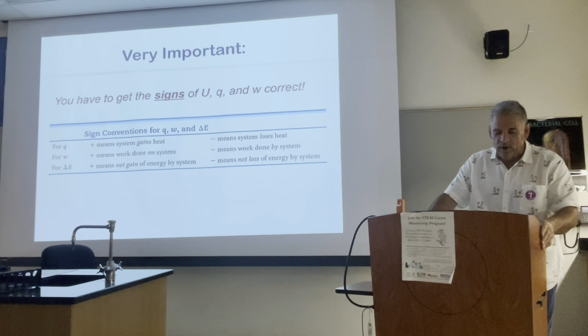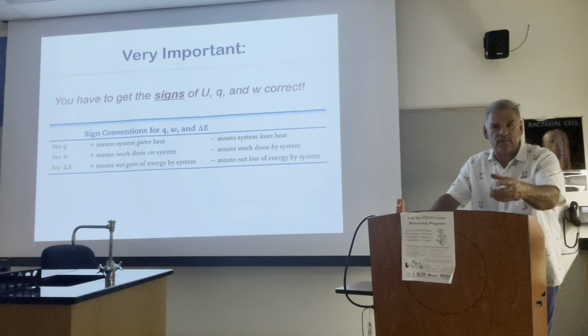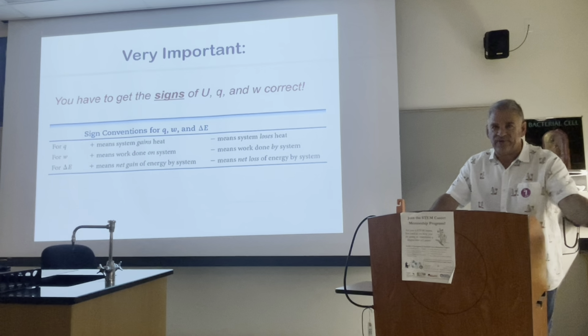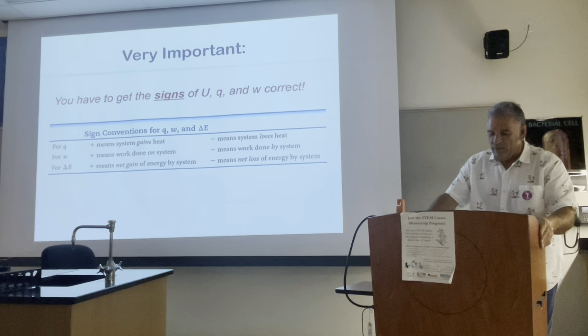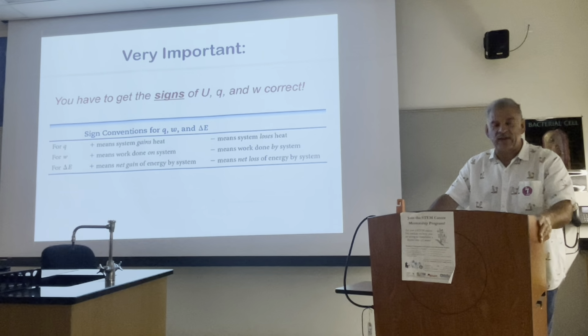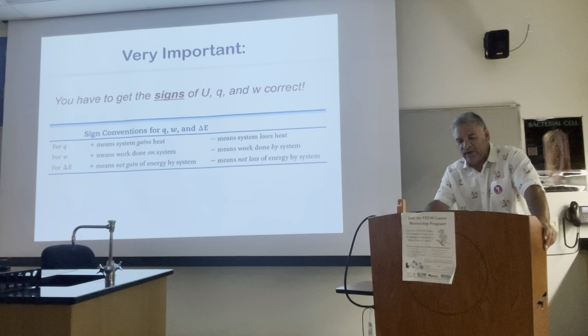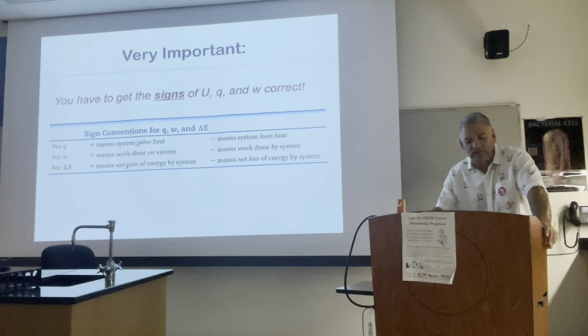For Q, plus means the system gains heat. So you add heat to the system. Minus means the system loses heat. For W, plus means work is done on the system. Minus means work is done by the system. So if you see the negative, energy is lost. If you see the positive, energy is gained. You had to put energy into the system.